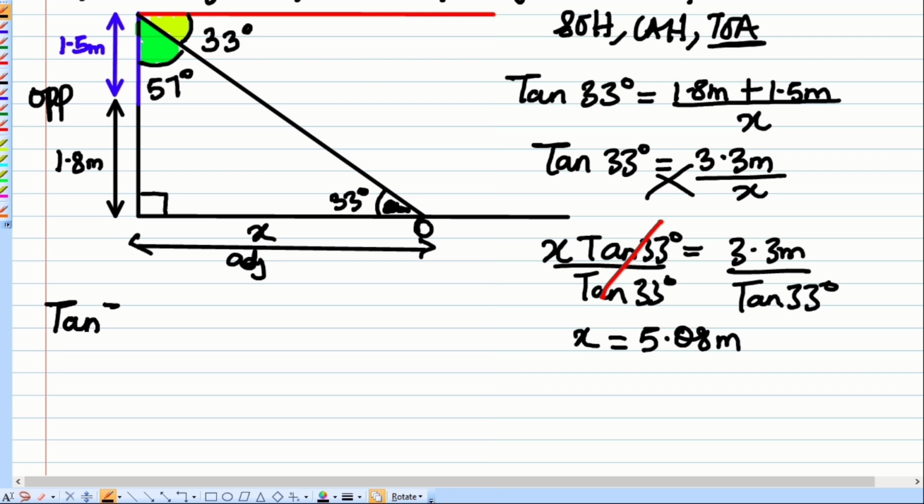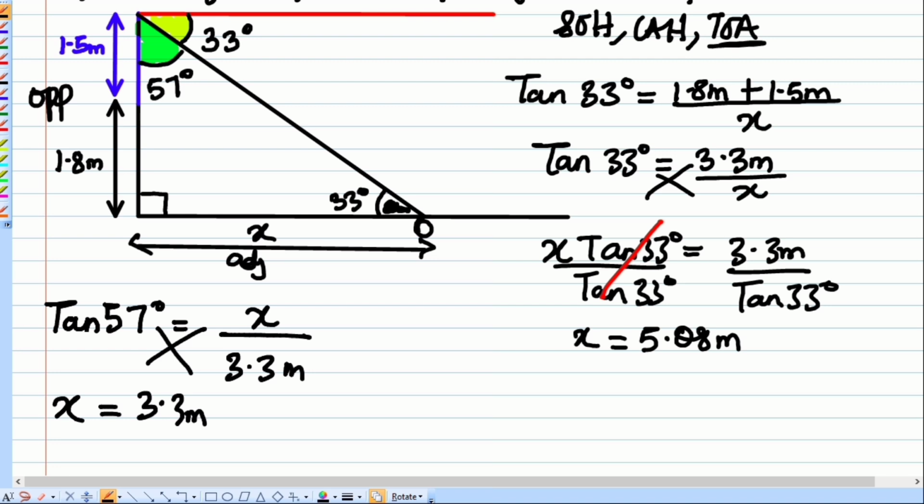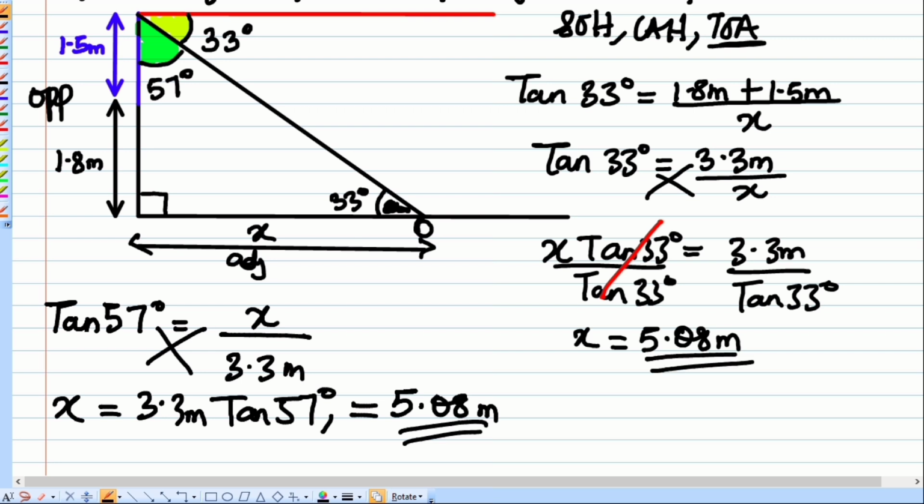So we're still going to use tan, since it's opposite over adjacent. We now have that tan 57 now, because I'm using the angle 57, will be equal to opposite, which is x now, over adjacent, which is 3.3 meter. So if we cross multiply, I have that x is equal to 3.3 meter times tan 57. You can also press this with your calculator to confirm the answer. So let me do that. 3.3 times tan 57. Of course, we have 5.08. And just so you know, I approximated this answer to 2 dp. So regardless of which method you decide to take, the distance is always 5.08 meter.